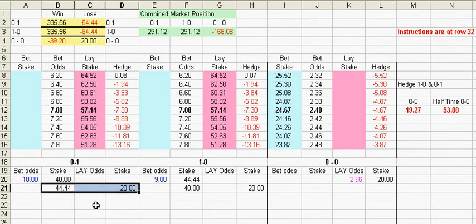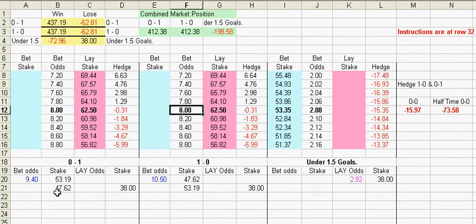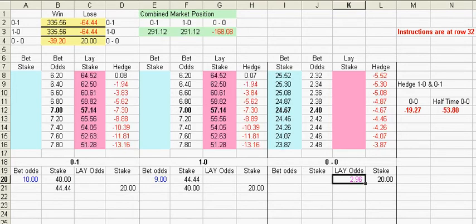Now here we have another game. You can see the bet odds here were slightly smaller. They're 10 and 9 and lay odds of 2.96. In the previous game we had odds of 9.4 and 10.5 and 2.92, which are all better odds. That's the good game. Now we'll go back to the bad game, or the poorer game.